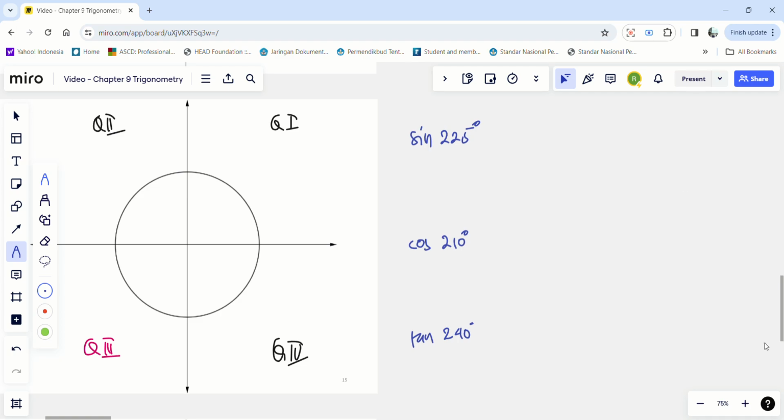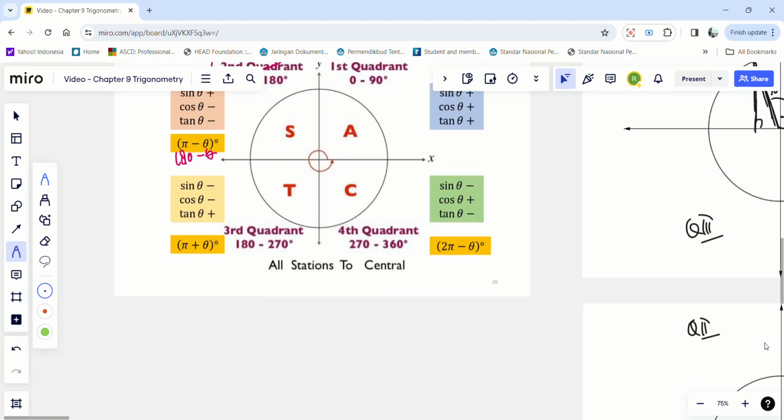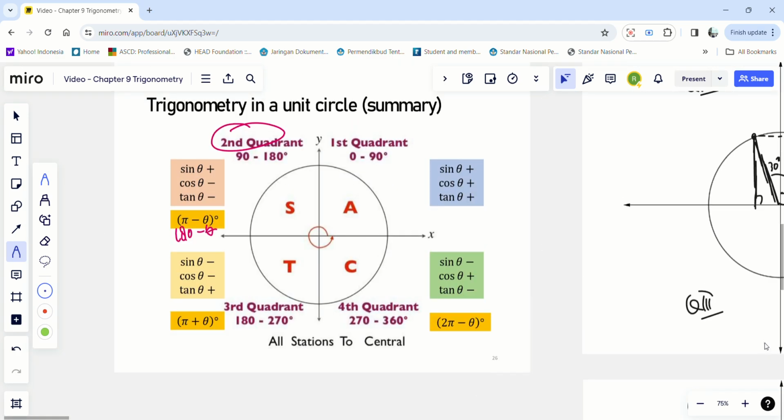Hello everyone. Let's continue from our previous discussion of the trigonometric function of any size of angle. So now let's deal with the examples in the quadrant three. The quadrant three, if you look at the summary here, is dealing with the values of angle between 180 degrees until 270 degrees. In terms of the property later, you will see either minus theta or 180 plus theta degrees, depending on the unit.